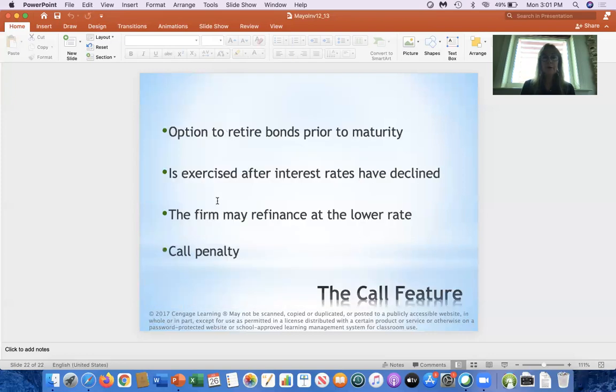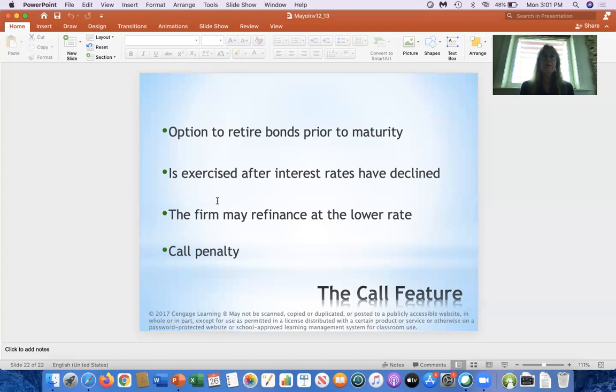Now, the last thing I want to talk about is a call feature. I mentioned this earlier. If some bonds have a call feature, the bonds can be called in. Usually, let's say a company issues a 20-year bond and it has a call feature where they can call the bond in after 5 years. If they call the bond in, they're going to give you a $50 premium. In other words, if it's a $1,000 par value bond and they call it in early, they're going to give you $1,050. The reason they do this is because they want to protect themselves if interest rates go down.